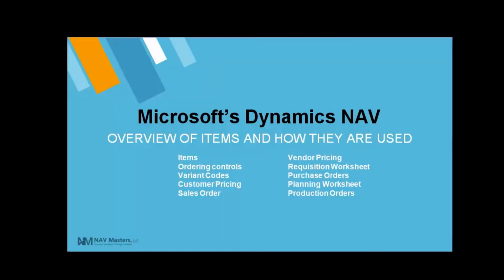In this video, we will cover an overview of Dynamics NAV use of items. We'll include a detailed discussion on items, ordering controls, variant codes, customer pricing, sales orders, vendor pricing, requisition worksheets, purchase orders, planning worksheets, and production orders.